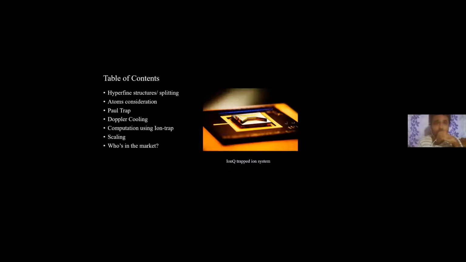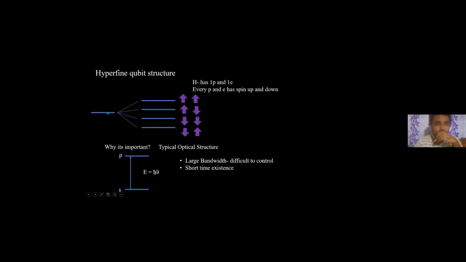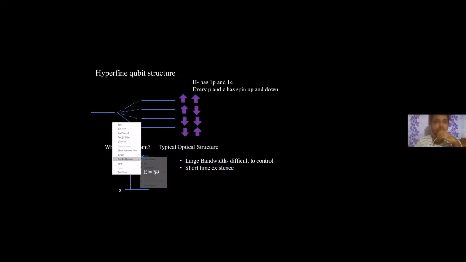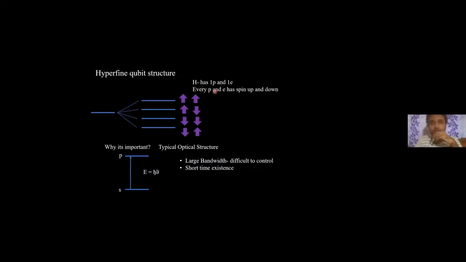Basically, there are some energy levels actually. These energy levels are split with a magnetic field or electric field. In this example, I have shown a hydrogen atom that has one proton and one electron, and every proton has spin up and spin down. So there are four splitting combinations: proton spin up, electron spin up; proton spin up, electron spin down; something like this. This is known as hyperfine qubit structure.